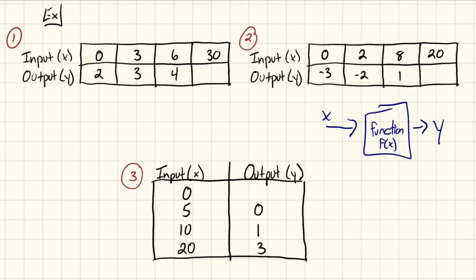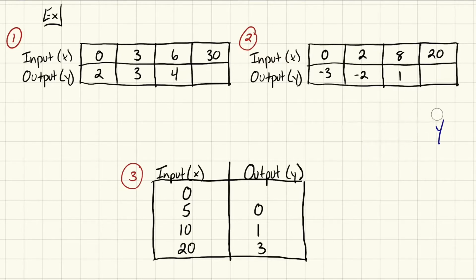All right, now, knowing that, we have a whole set of inputs and a whole set of outputs. Inputs are always going to be your x values. Outputs are always going to be your y values. So, knowing that, we have matching inputs and outputs, right? So for this function, if I put 0 in, I'm going to get 2 out. If I put 3 in, I'm going to get 3 out. If I put 6 in, I'm going to get 4 out. If I put 30 in, this is our question here. We don't really know what we're going to get out of that.